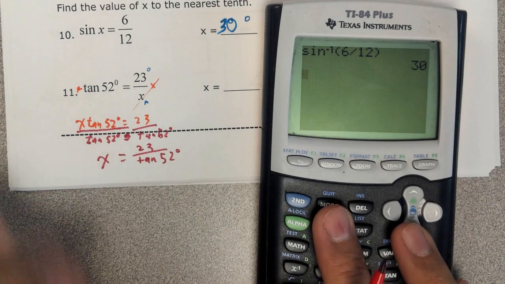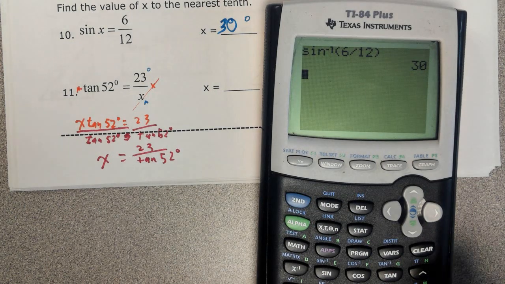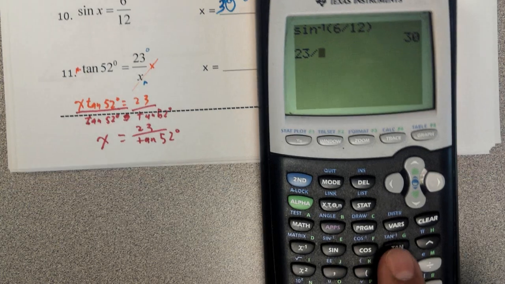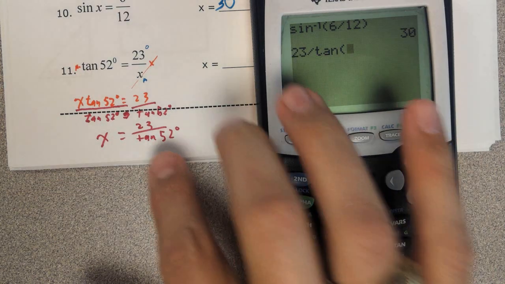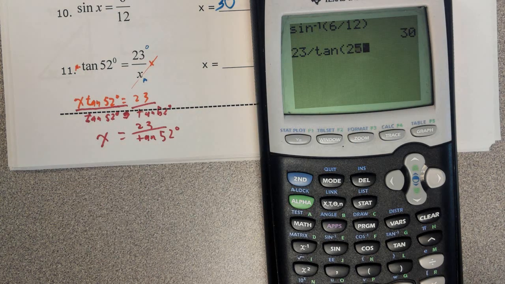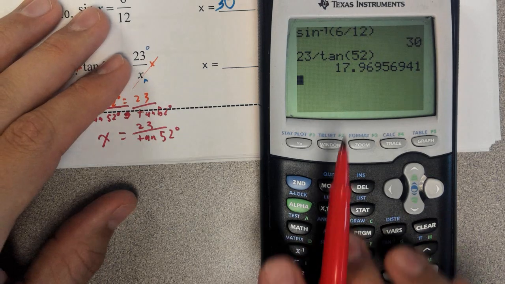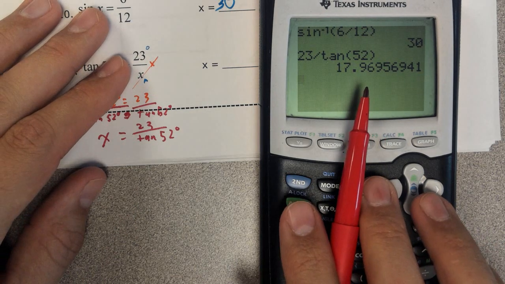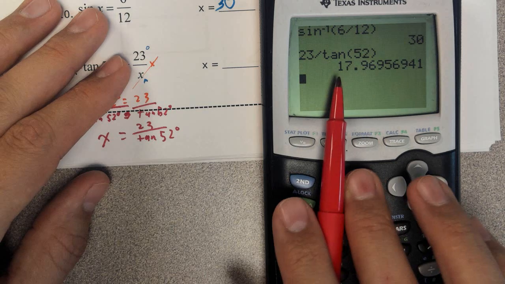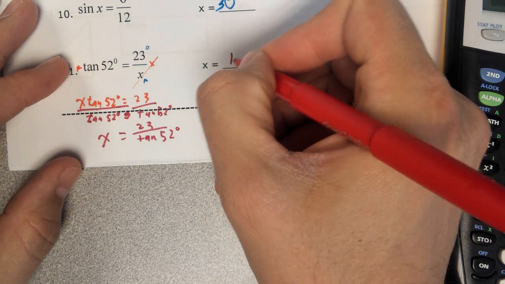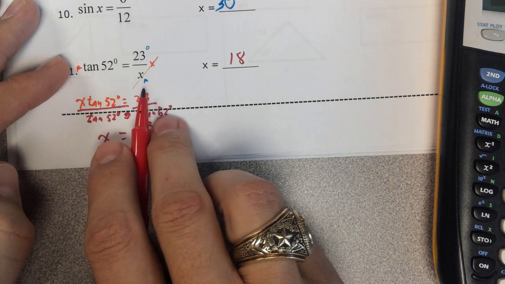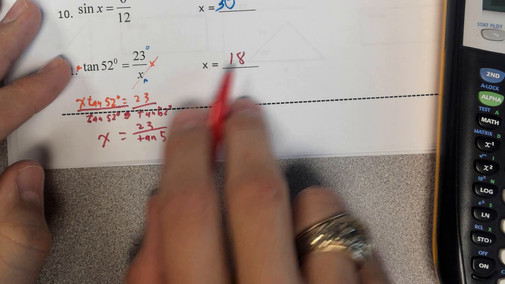And I can now put that in the calculator. I'm going to do 23 divided by tangent. I just press the tangent button, and I'm going to do degrees, 52. And we get 17.9. And we just go ahead and round that to 18. So my adjacent side in this case is about 18.